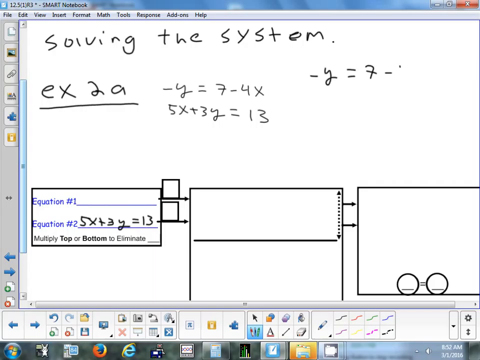All right. Who can tell me what I need to do to this top equation to make it line up with the bottom one? Yeah, we've got to add the 4x. Add the 4x. Okay. Somebody else tell me once I do that, what's my new equation going to be?